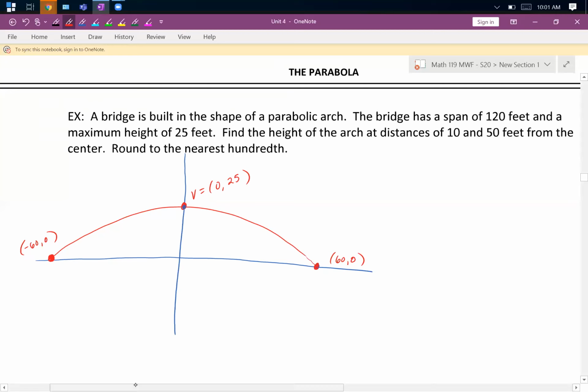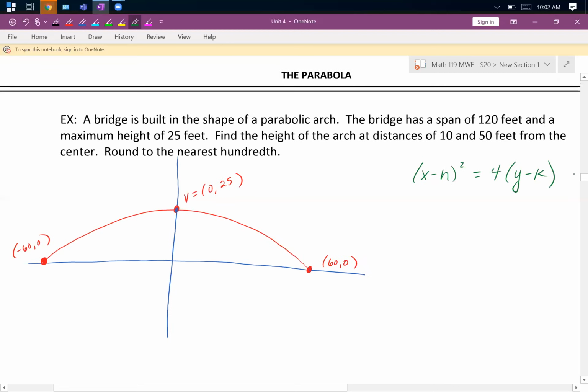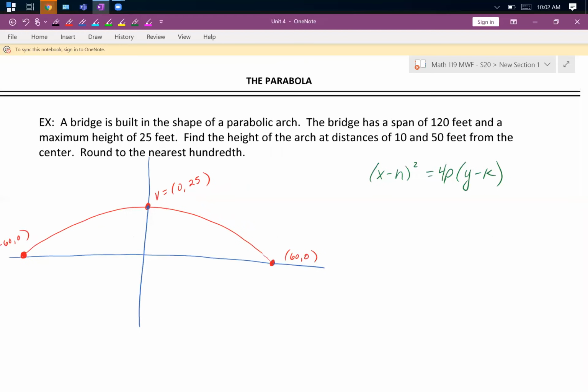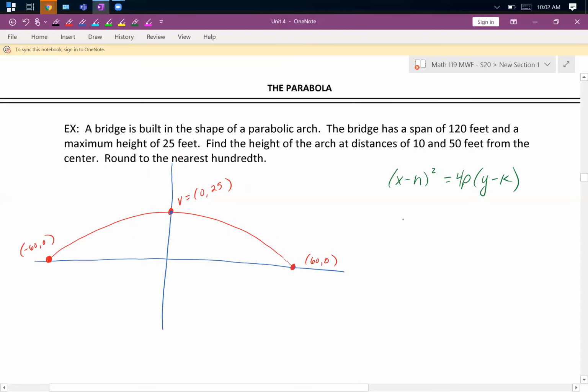Okay, vertical parabola pointing down, we're going to use x minus h squared equals 4p times y minus k. And since we're pointing down, I anticipate that my p-value is going to be negative. So let's plug in what we know. First, I'm going to plug in my vertex. Our equation simplifies to x squared equals 4p times y minus 25.